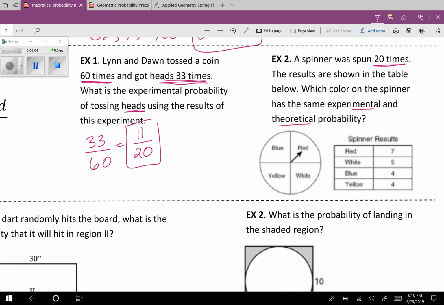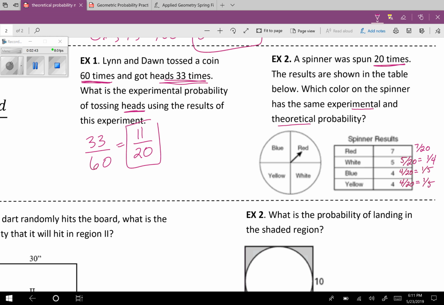First we've got to calculate the experimental. There were 20 trials. So for red, it was 7 out of 20, and you can't reduce that, so that stays the same. White, it was 5 out of 20, and you reduce that and it becomes 1 out of 4. Blue, it's 4 out of 20, and when you reduce that by putting it in your calculator, you get 1 out of 5. And then yellow, again, it's 4 out of 20, so it reduces to 1 out of 5. So these are the probabilities based on the experiment that we did.